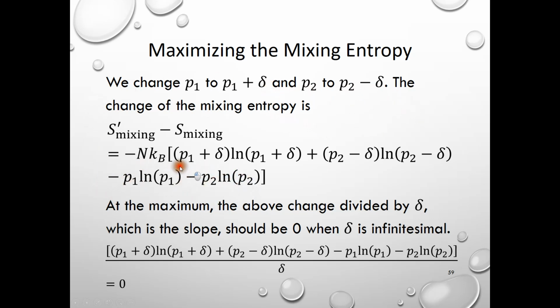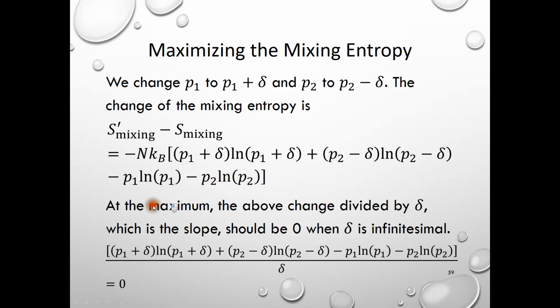This is the original mixing entropy. And now we replace P1 with P1 plus delta and P2 with P2 minus delta. We have a new mixing entropy. And over here we have the difference between the new mixing entropy and the previous one. If the mixing entropy is at the maximum, well, this expression over delta should be 0 because that's the slope of the maximum. The slope of a maximum or a minimum should always be 0.